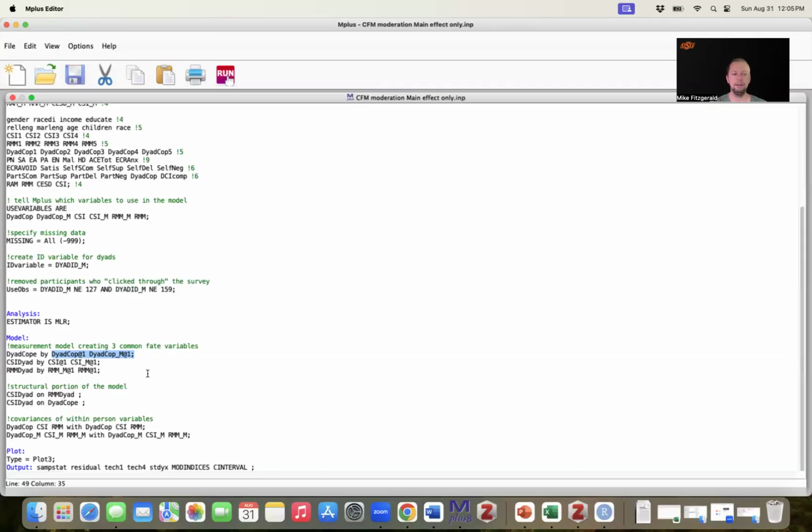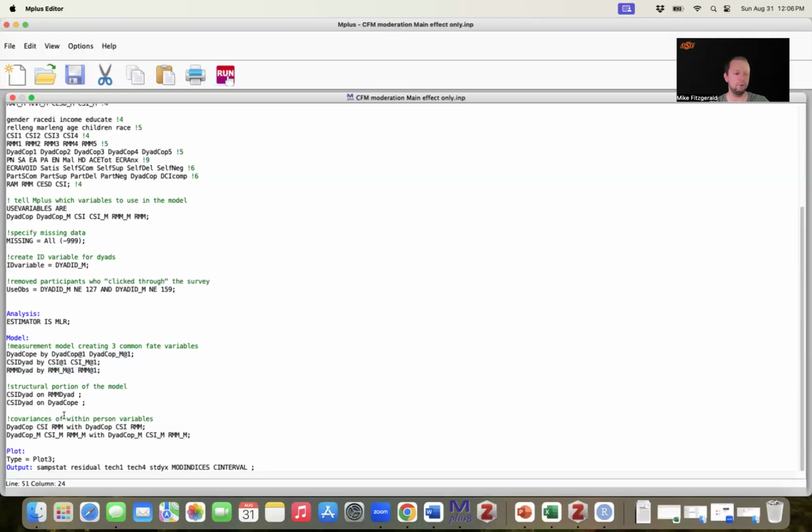So we create a mean or an average between the two dyad members, and everything that differs between the dyads is actually going to go into the residuals of these variables right here. Right. And then we're going to do that for each variable. So we have relationship quality, measured at the dyad level with factor loadings fixed to 1. And then we also have relationship mindfulness with factor loadings fixed to 1.